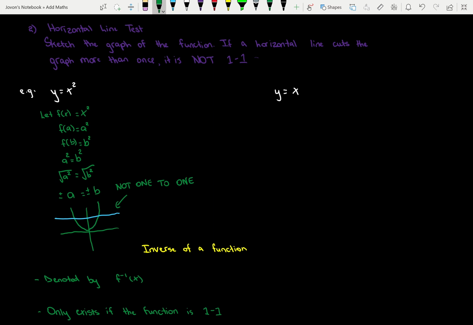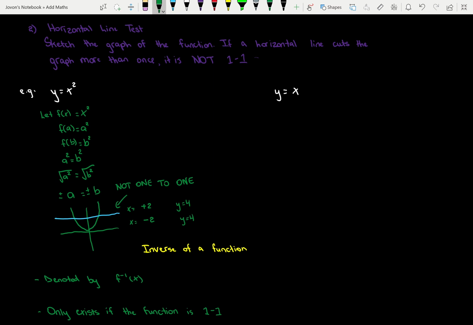Again, we're testing if the function is one-to-one. Notice that this graph passes the vertical line test, but it does not pass the horizontal line test. So the graph is a function. So y is equal to x squared is a function, but it is not a one-to-one function. Because if we look at the values plus 2 and minus 2, if x is equal to plus 2, y is equal to 4, and if x is equal to minus 2, y is equal to 4. For a function to be one-to-one, this cannot happen.